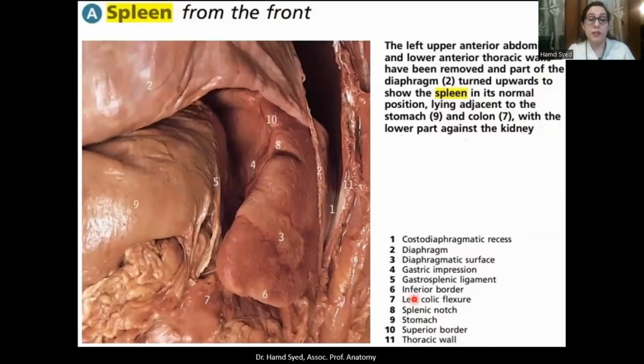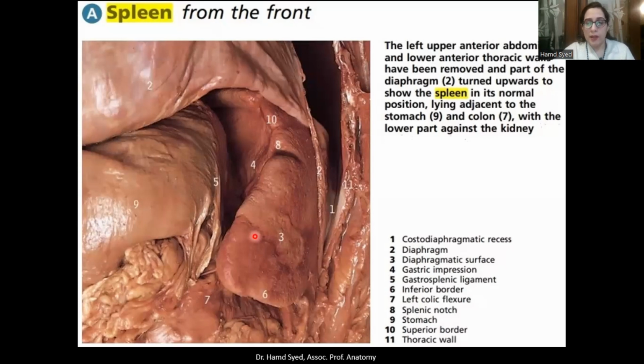So here is a dissected cadaver, and over here the left upper anterior abdominal and lower anterior thoracic walls have been removed. And you can see over here, number 2 is the diaphragm. It has been raised upwards to show us this organ, which is the spleen. So if you just follow the laser pointer over here, we'll talk about its surfaces, which are visible over here in the dissected cadaver.